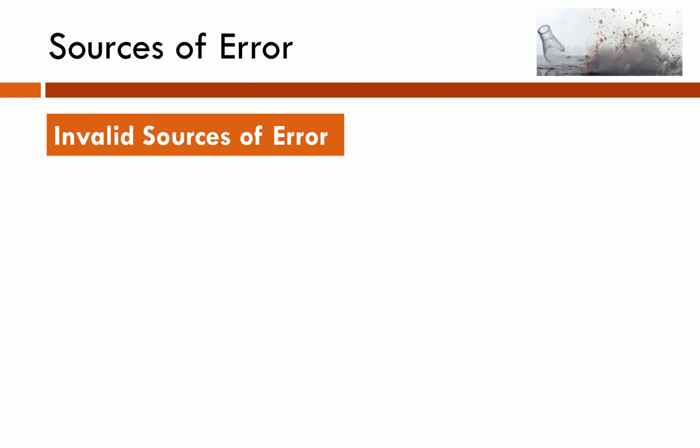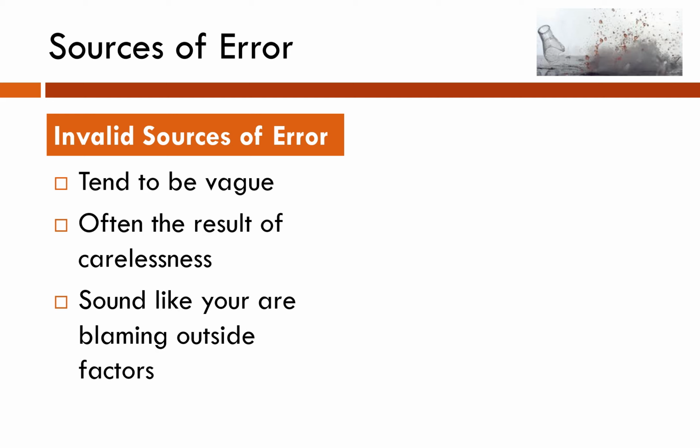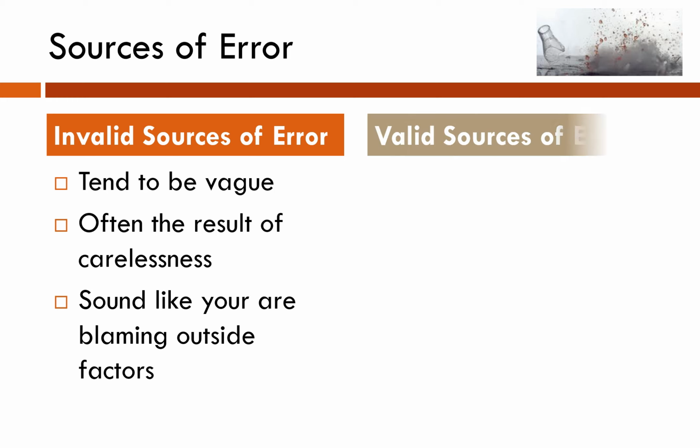So just to recap, our invalid error sources tend to be vague. For example, contamination could apply to nearly any lab out there, and that's why you wash your glassware, so that you don't have contamination issues. A lot of times it's the result of carelessness. You just don't measure things correctly, or you spill things and try to use the solution anyway. And sometimes it sounds like you're just blaming outside factors. You're just grasping at straws, trying to think up any reason why percent error is not equal to 0.